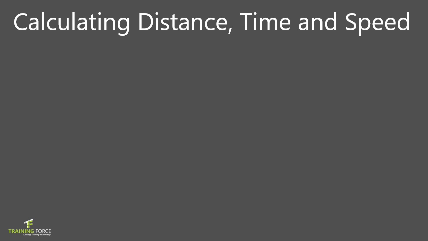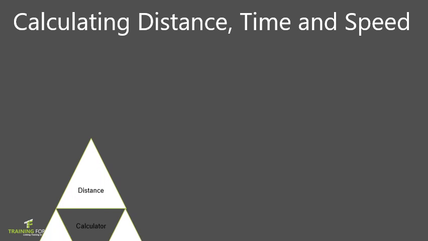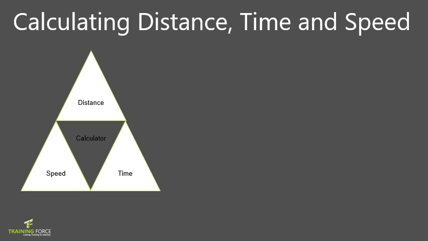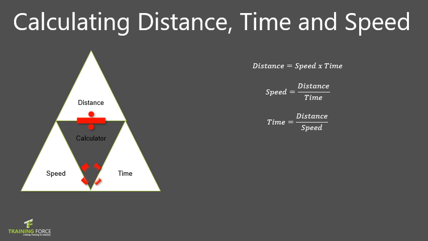Calculating distance, time and speed uses the following triangle. If we take this triangle by default, you have your distance at the top, speed on the bottom left, and time on the right. To be able to calculate and to use these formulas, we take distance divided by speed equals time, and distance divided by time equals speed, and speed times time is equal to the distance.